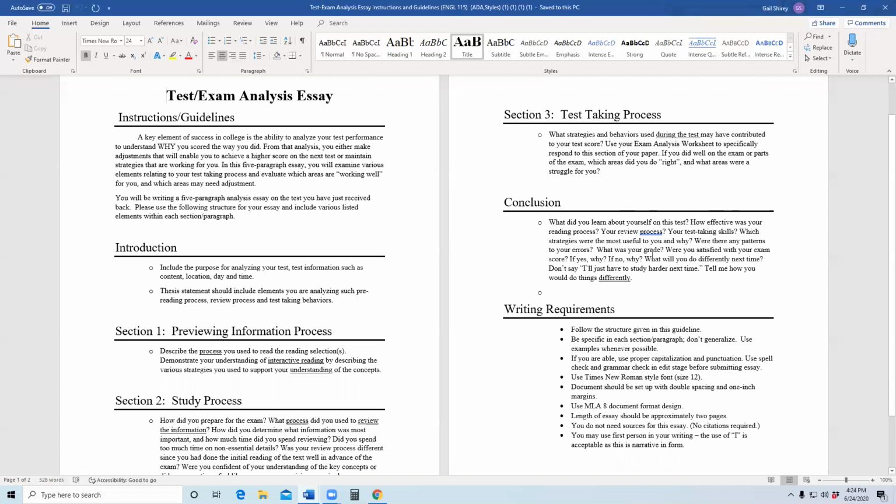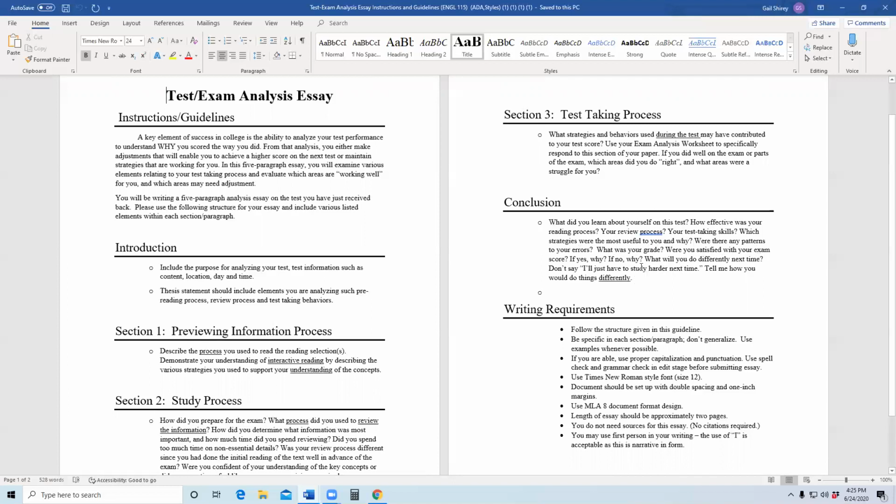And then your conclusion. This is where you're telling me, what did you learn about yourself from this test? I want you to address things like, how effective was your reading process, your review process, or your test-taking skills? Tell me your grade. Did you see any patterns? You'll know patterns based on that grid sheet I showed you just a moment ago. If you notice, wow, there's a lot of them that have inadequate notes, you know, wow, I need to do a better job with my note-taking.